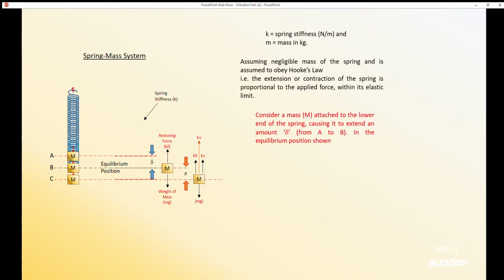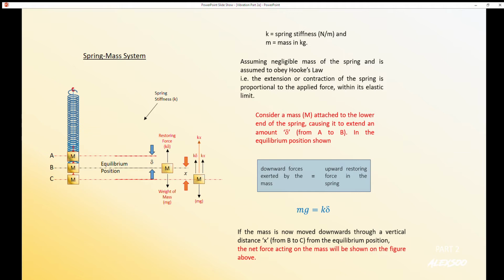Now the mass will start to move from A to B at the mean equilibrium position. At the mean equilibrium position, the total downward forces must be equal to the total upward forces. So therefore, you have mg equals k delta. M stands for the mass, and g stands for the acceleration due to gravity in meter per second square. K is the spring stiffness in Newton per meter. Delta is the extension of the spring, or sometimes it is referred to as contraction as well.